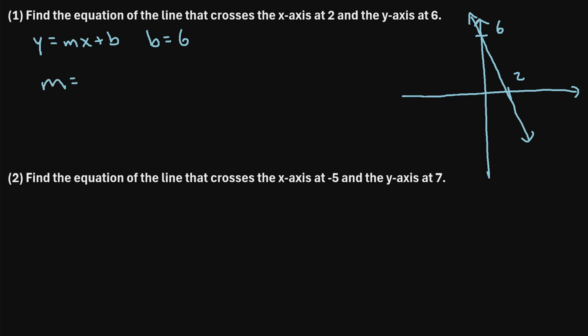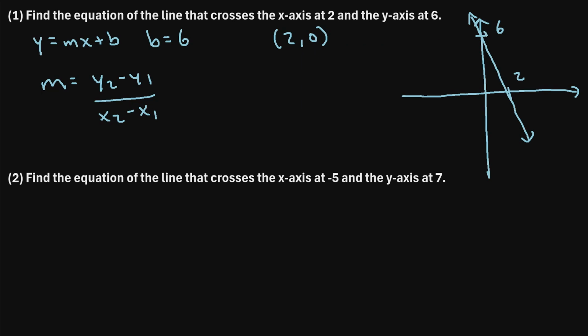So m is calculated as y2 minus y1 over x2 minus x1. If we have two coordinates on the graph, then we'll be able to calculate the slope. So this point right here, where the graph crosses the x-axis at 2, has the coordinates (2, 0). So when x is equal to 2, y is equal to 0. That's the definition of crossing the x-axis: y is equal to 0.